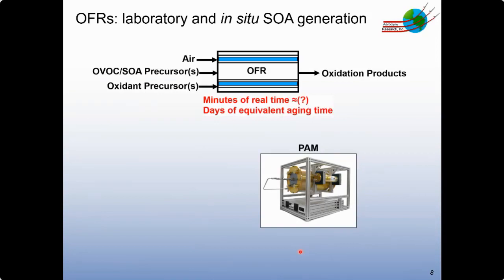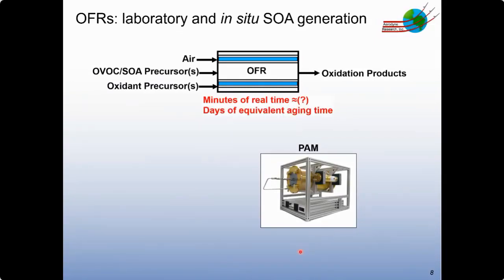And so one of the fundamental differences between chambers and OFRs is that in chambers, you're doing experiments that take hours to days to simulate days of equivalent aging time in the atmosphere, whereas in OFRs, these are done in timescales of minutes. So it's a semi-real-time measurement of the OVOC or SOA formation potential of precursors that are present in ambient air if it's being used in the field, or of the precursors that are being introduced in the lab if it's a lab study.